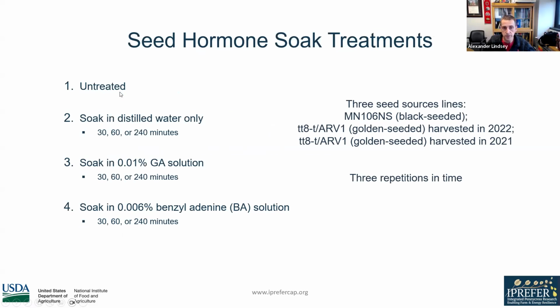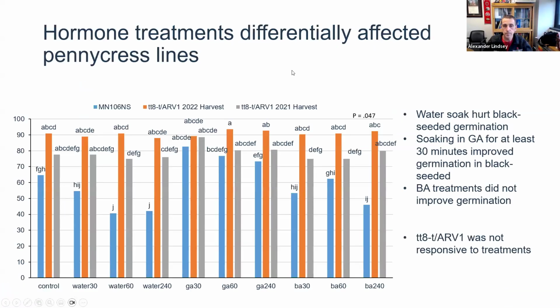So we again had untreated seeds. We soaked these seeds in distilled water for 30, 60, or 240 minutes, soaking in either 60 or 0.01% GA solution, or we found another hormone that had been shown in literature to potentially improve early season germination and growth, called benzyladenine or BA solution. So we tried that as an alternate treatment. We looked at both black seeded lines as well as 2 separate lots of golden seeded pennycress as well.